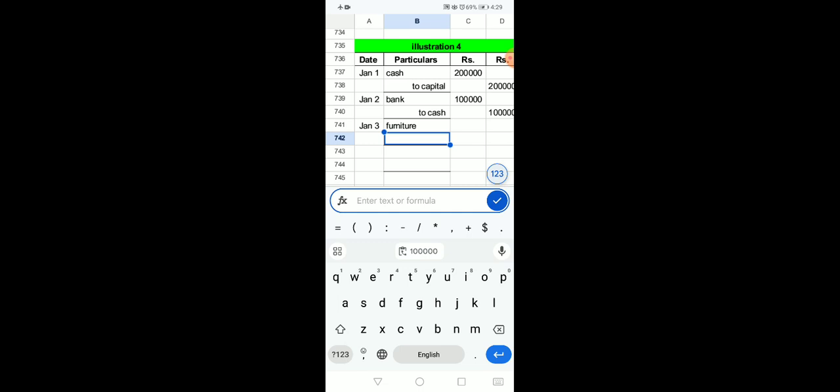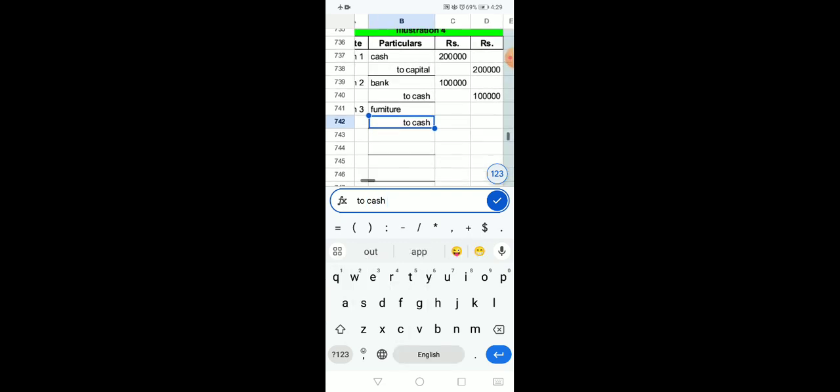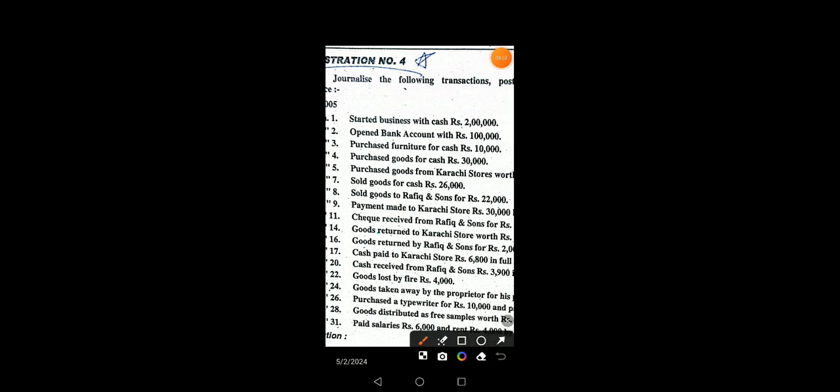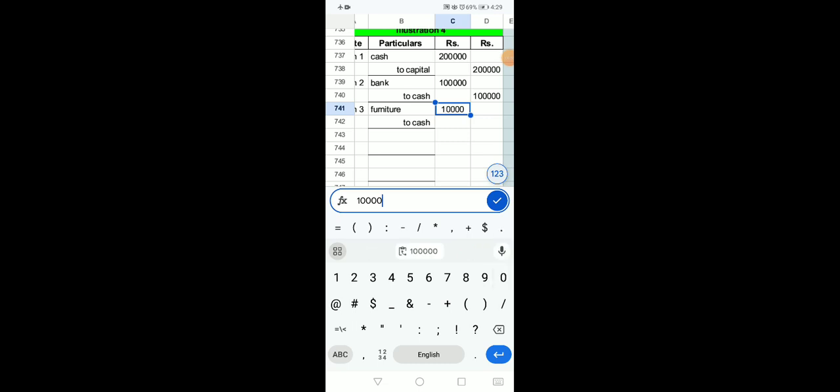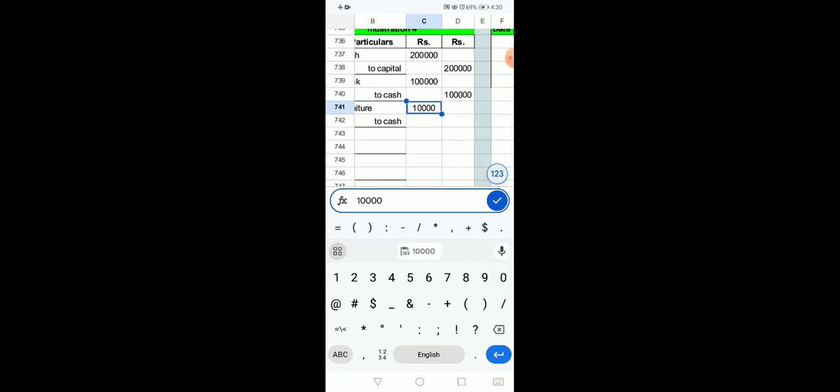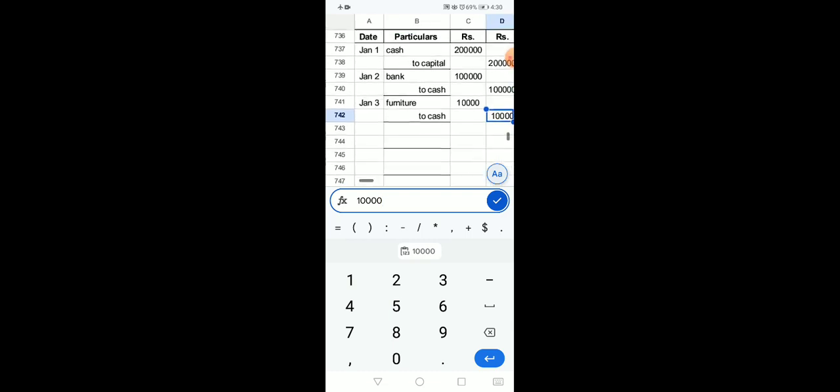While purchasing furniture, what will be going out? Your cash, meaning cash in hand is decreasing. A decrease in cash in hand means a decrease in asset, and a decrease in asset should be credited, so you will mention cash on the credit side. So furniture is coming in, cash is going out. How much furniture have you purchased? That is 10,000. So write down 10,000 on the debit side, and the same amount you will put on the credit side. This way your entry for furniture has been completed for January 3rd.